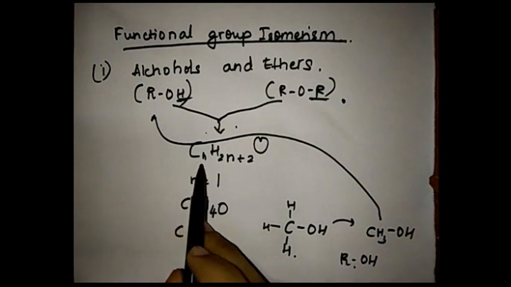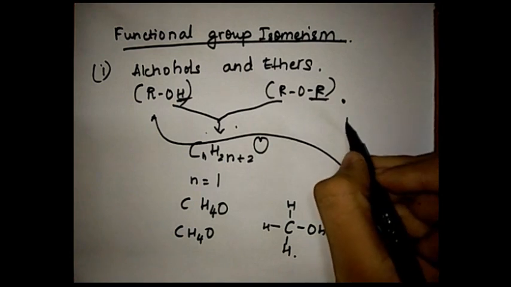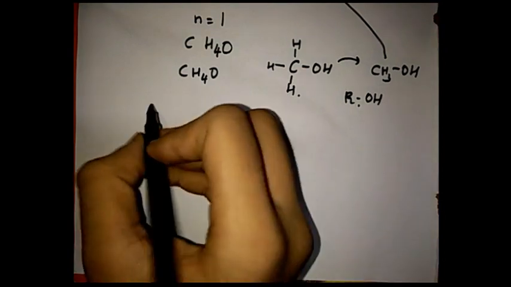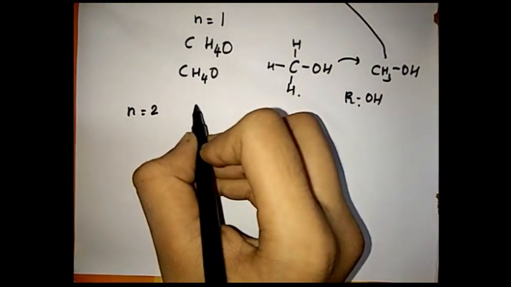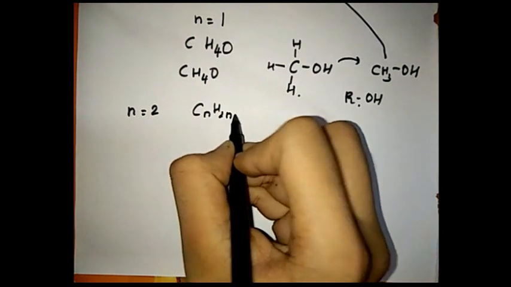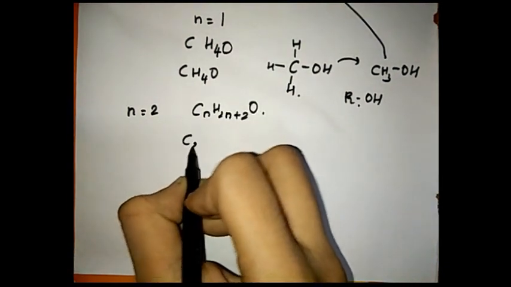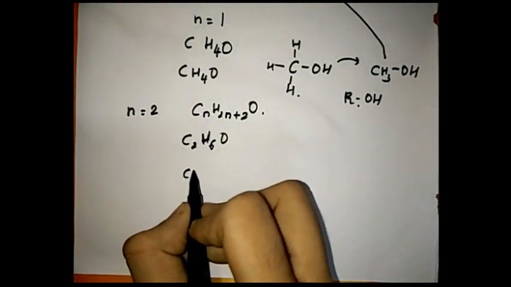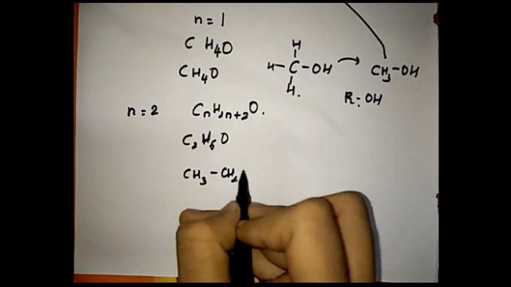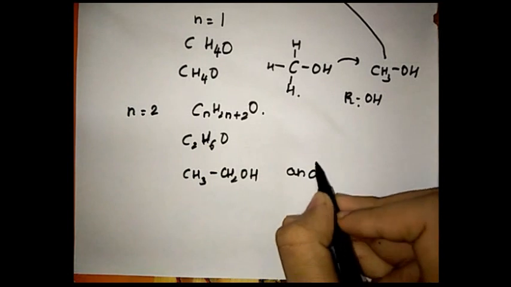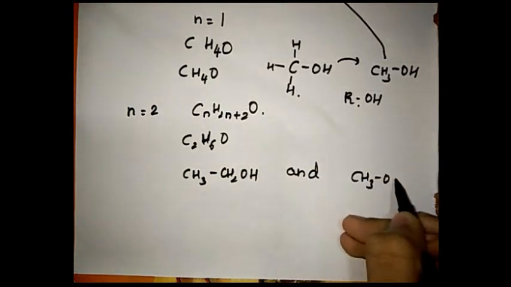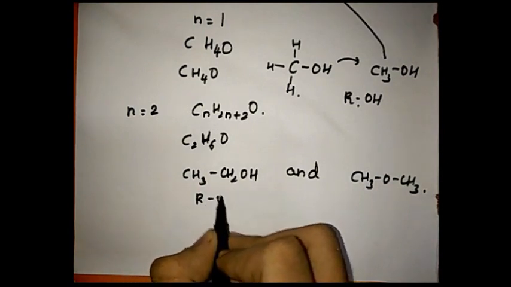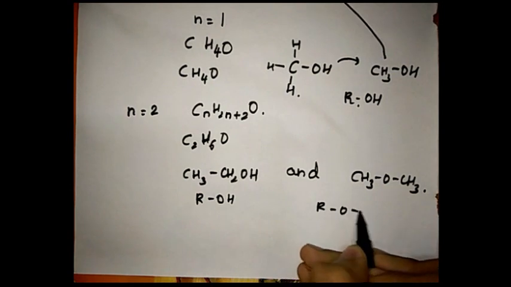In the same way, if we put n equal to 2 in the general formula CnH2n+2O, it will become C2H6O. So now if we arrange this molecule, it will be CH3CH2OH and another one, CH3OCH3. So this is the condition we took first, ROH and ROR.